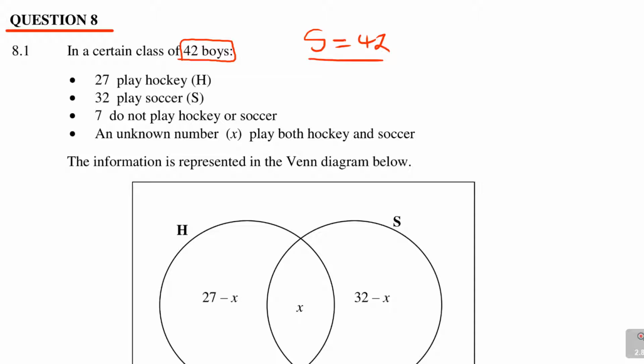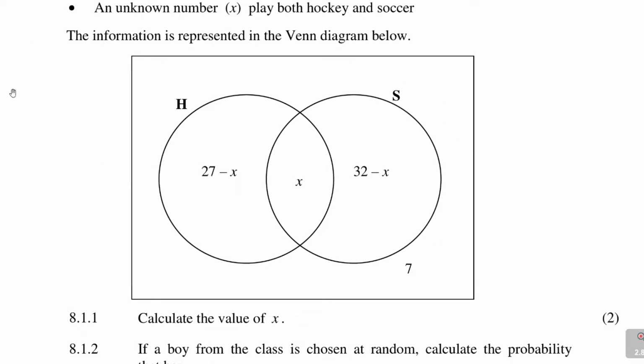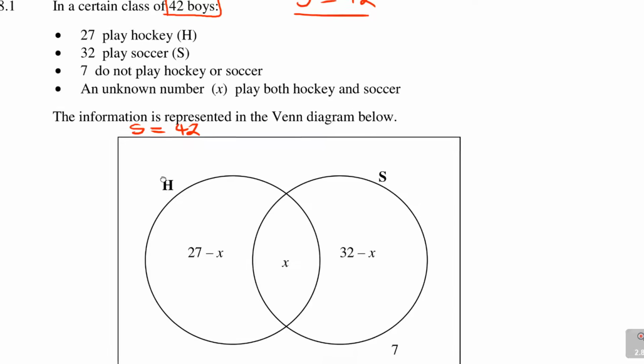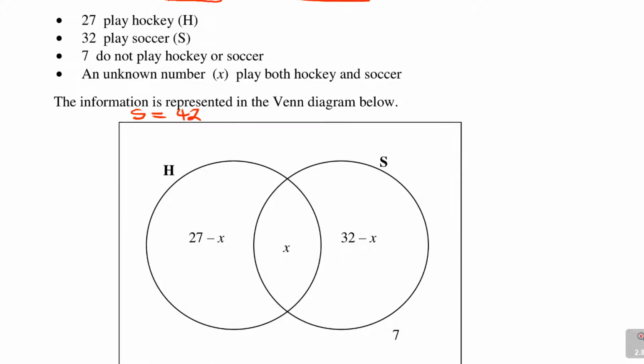So going ahead, if I can come back to this diagram here, I will say, since this is a Venn diagram that they've given here, in this Venn diagram, your sample space, your S, is equal to 42. That's what it means. So they are saying in a class of 42 boys, look at the details that they're giving you. They are saying first one, 27 play hockey. So you can see in the diagram that they've given, it says the information below is represented in the Venn diagram below. So they are saying here 27 play hockey.